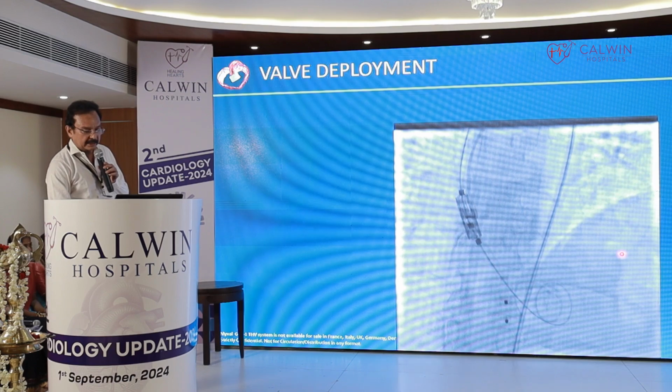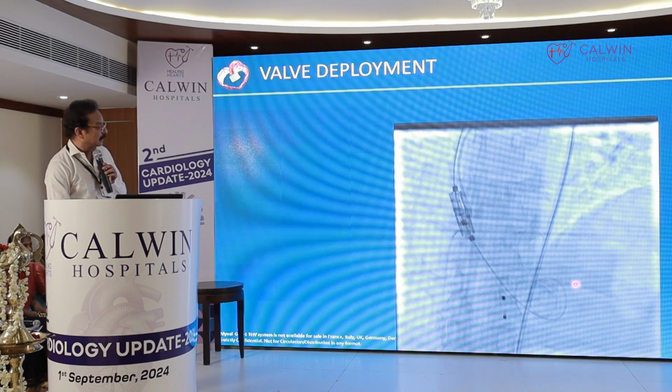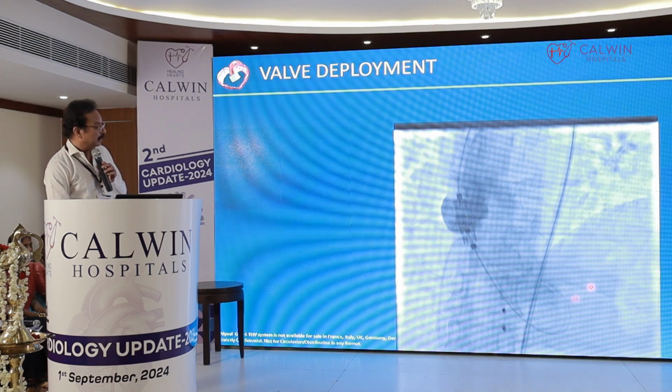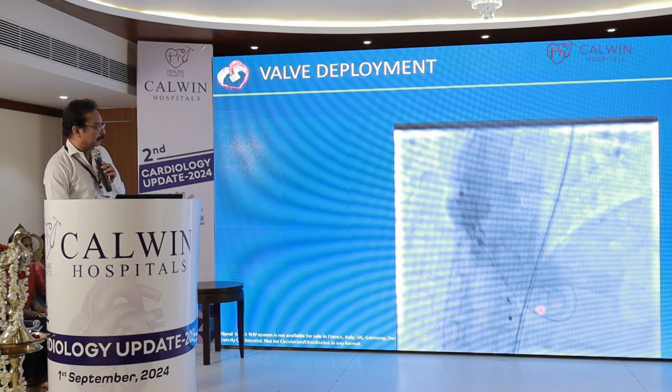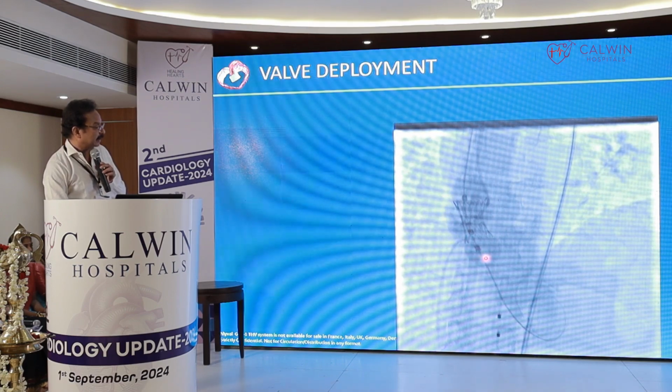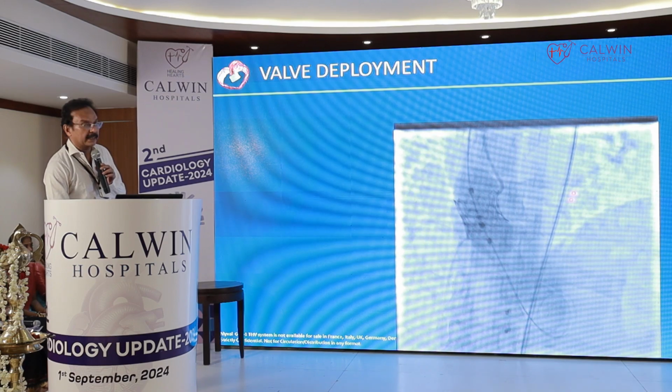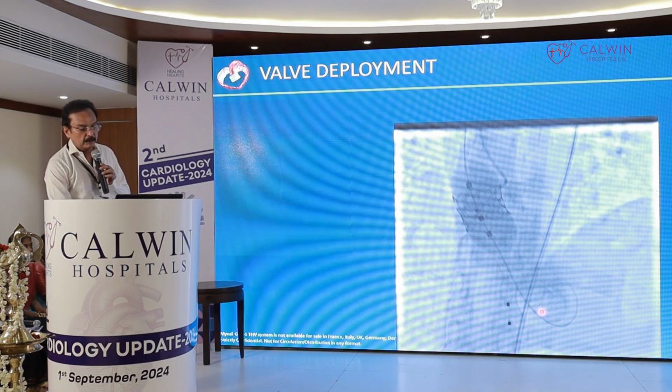See, look at this heart rate here. See, heart is beating very fast. You can look at this movement. When it is beating very fast, 120 because of the pacing here, I check the aortic valve position and I have deployed it. So this is how we do it.